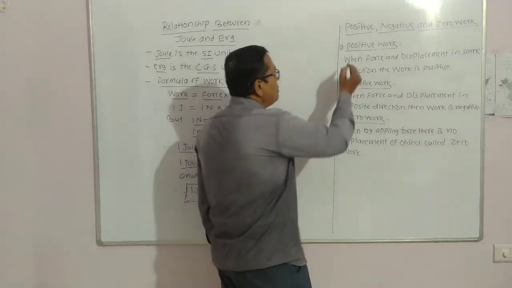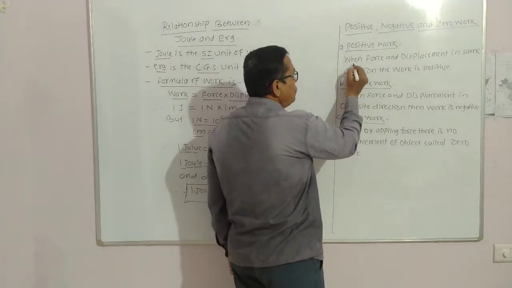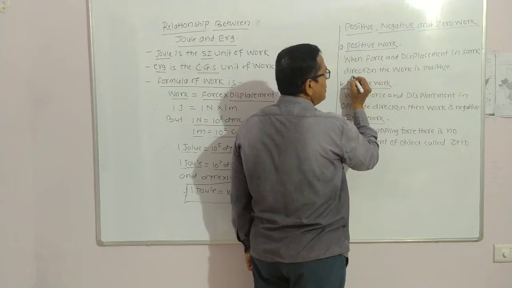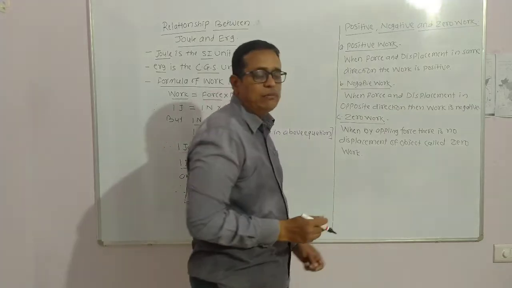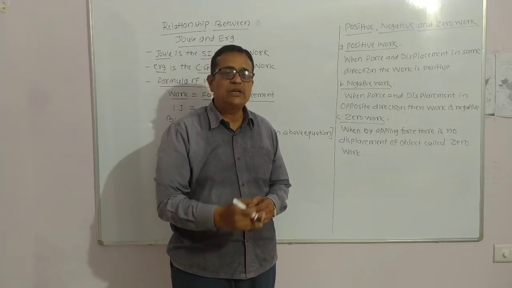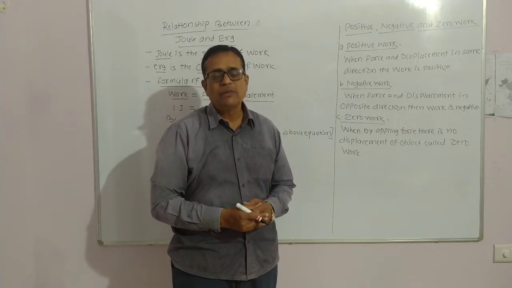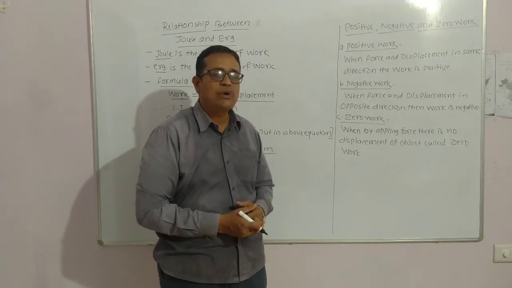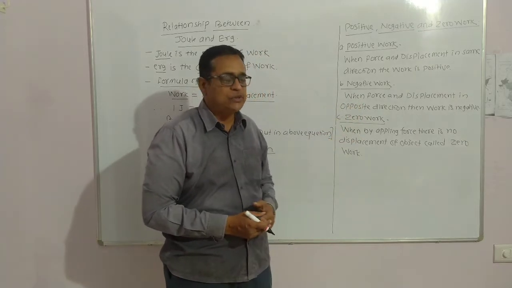Now, what are the definitions of positive, negative and zero work? What is meant by positive work? When force and displacement are in the same direction, that work is called positive work. Means force and displacement are in the same direction, or the displacement of the object is in the direction of force. म्हणजे ऑब्जेक्टची डिस्प्लेसमेंट ही फोर्सच्या डायरेक्शनशी रिलेटेड असेल, इक्वल असेल, then that work is called positive work.